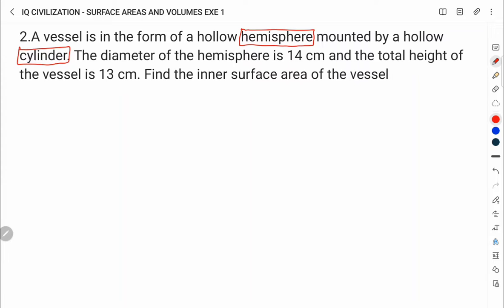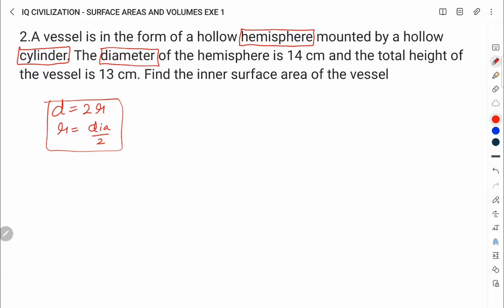Whenever the diameter is given, make sure in your mind that we need the radius. We already know diameter is equal to 2 radius, so radius is equal to diameter by 2. Keep this in mind: whenever you see the word diameter, we need the radius. And the total height of the vessel is given. Find the inner surface area of the vessel.